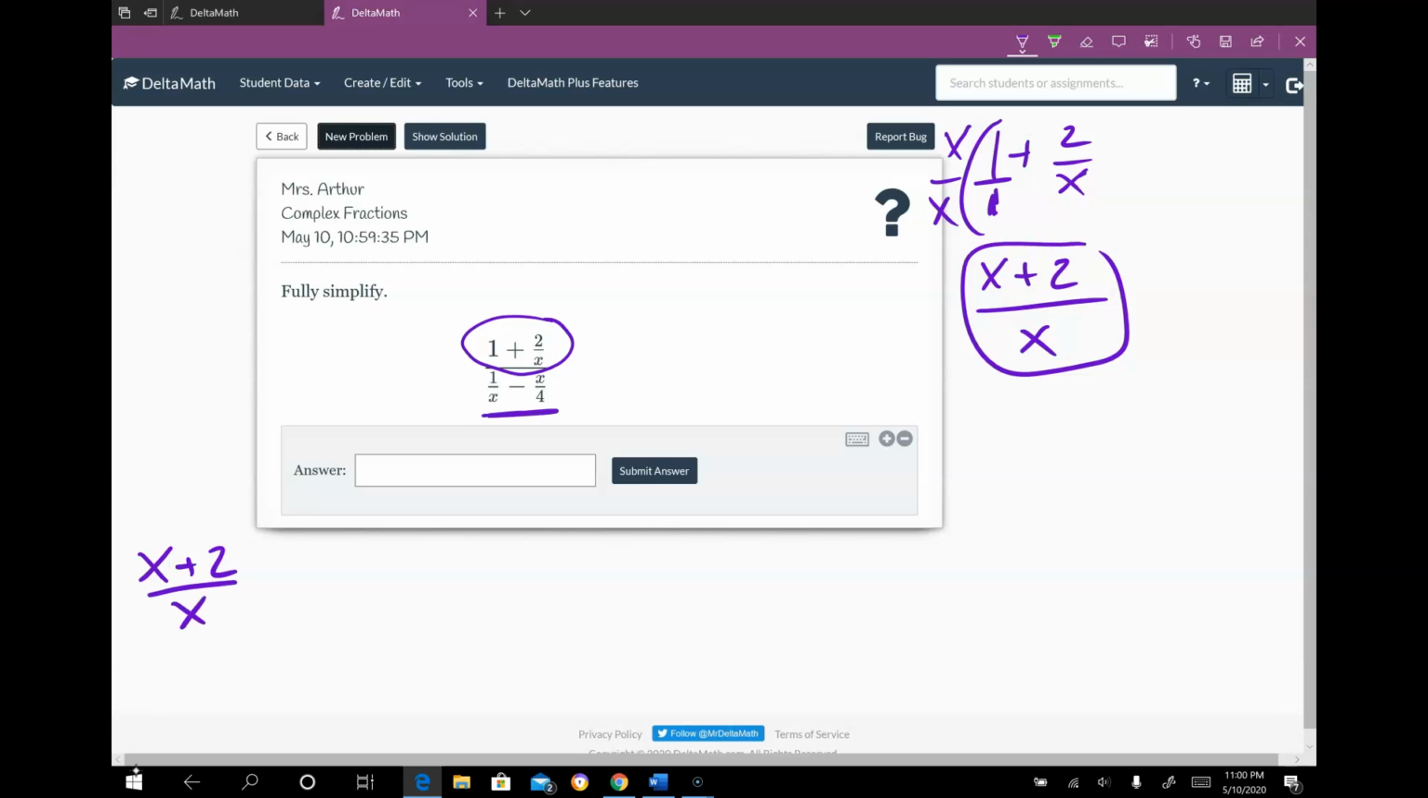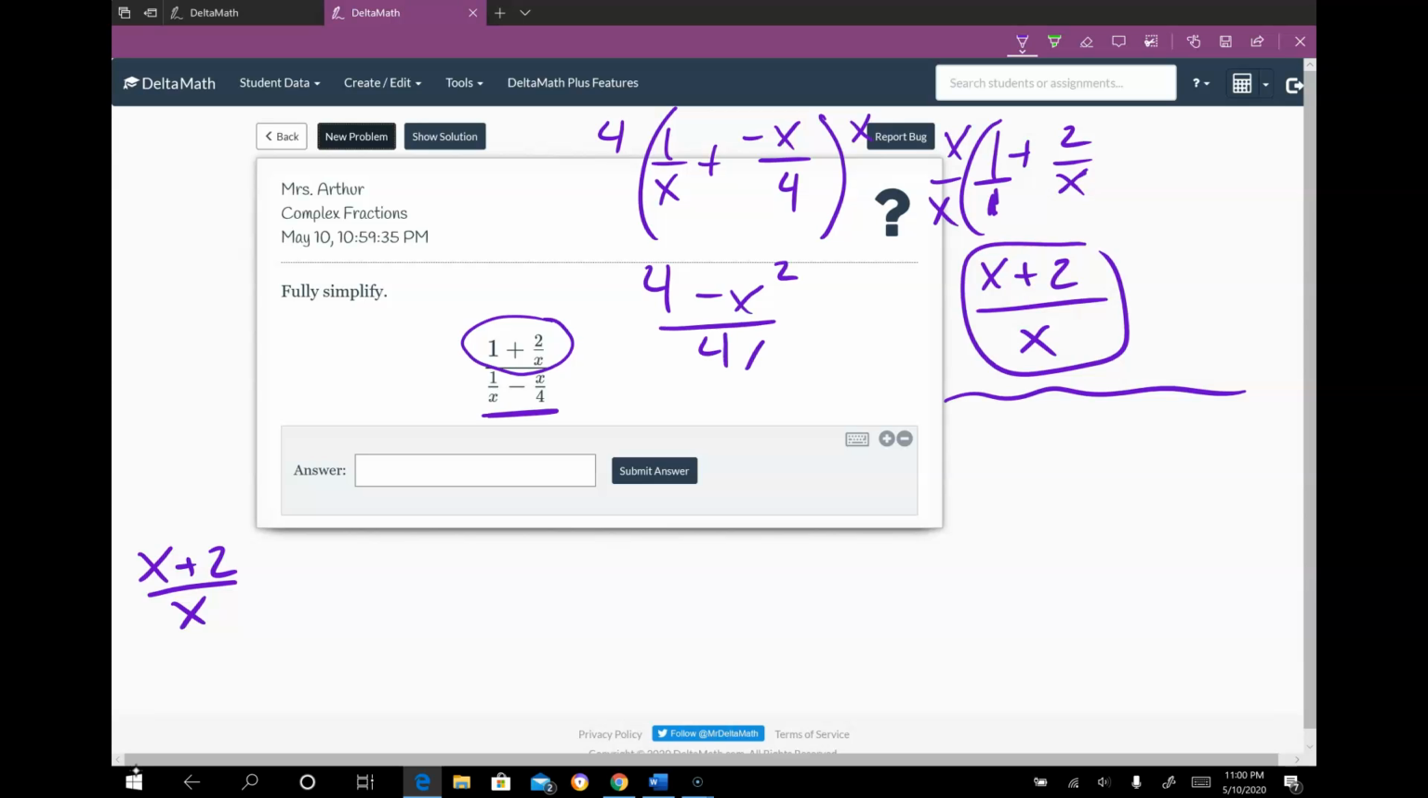My denominator, let's go here, is 1 over x. We're going to do the keep, change, change, plus negative x over 4. Now this side needs a 4, and this side needs an x. So it's going to be 4 minus x squared over 4x. Keep, change, flip.